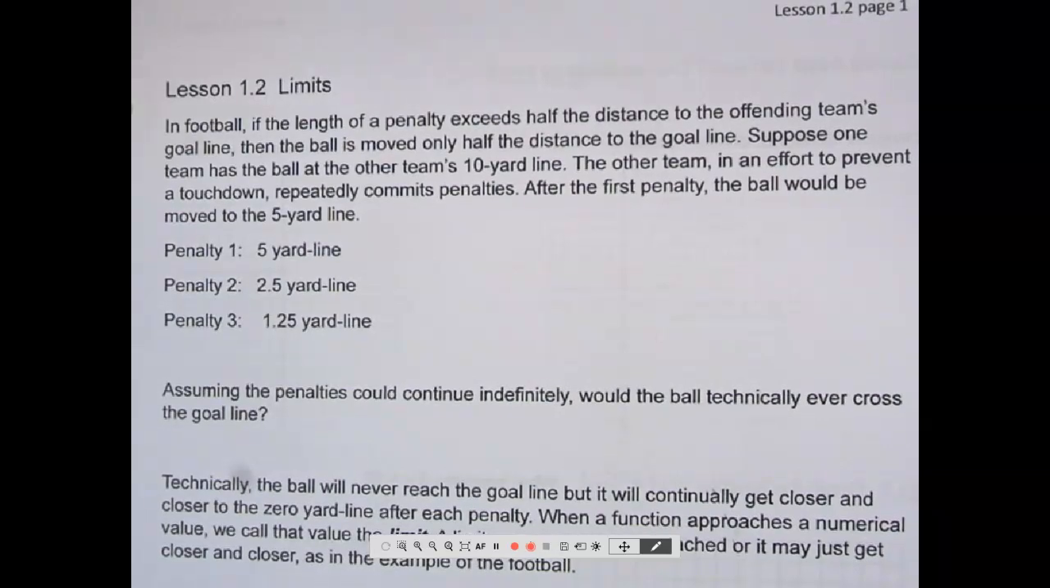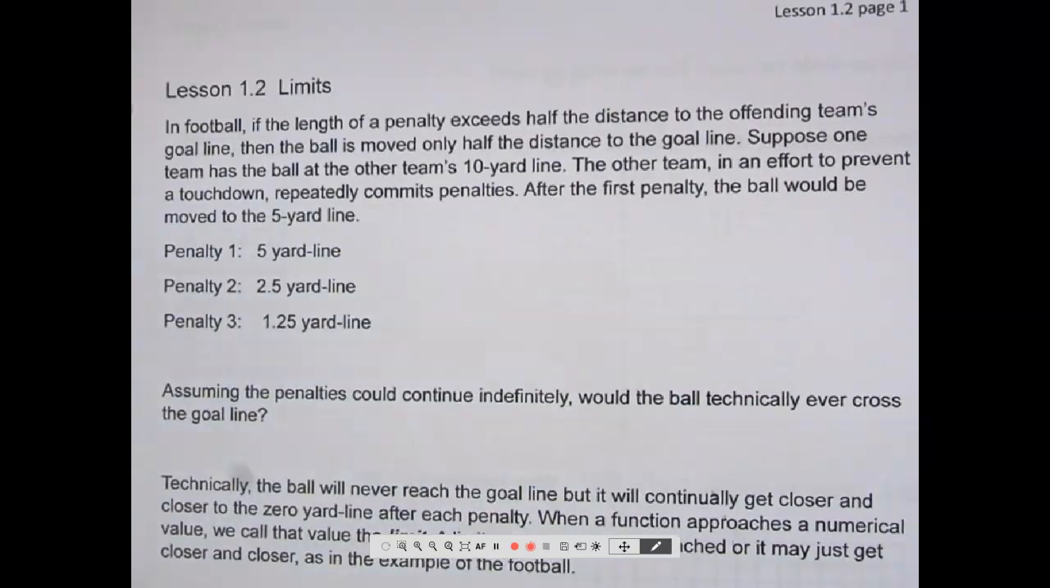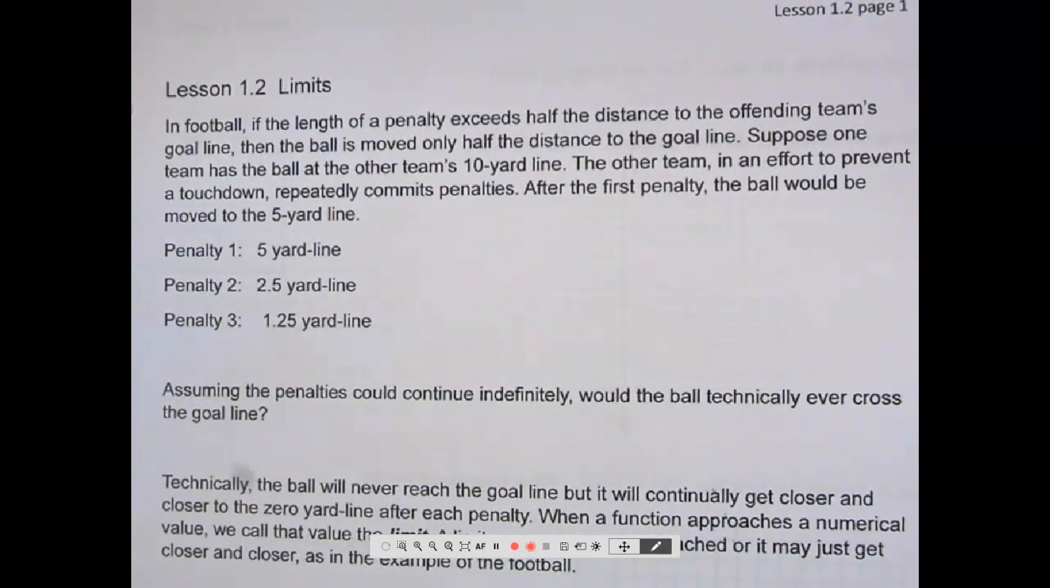After the first penalty, the ball would be moved to the 5-yard line. After the second penalty, it would be moved to the 2.5-yard line. After the next penalty, the 1.25. Assuming penalties could continue indefinitely, which they can't, but let's assume that they could, would the ball technically ever cross the goal line? No. Practically, yes, the football's big and it would look like it was crossing. But in technical terms, if you're going half the distance each time, you're never really going to get there, right?